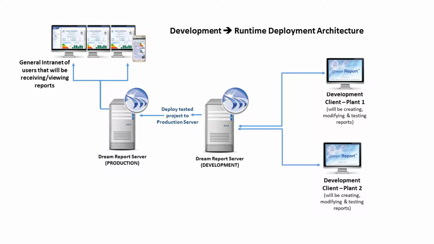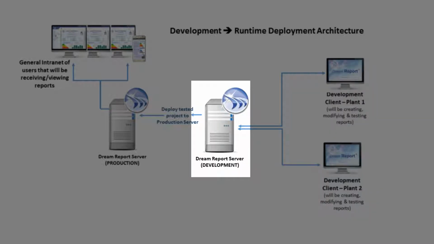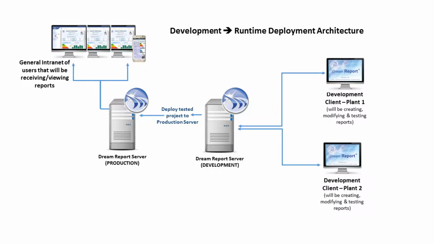In this scenario, Dream Report developers at Plant 1 and Plant 2, for instance, work locally to develop reports based on a Dream Report project maintained on a repository server, which I've named here Development. When all reports have been tested on the repository server, using the procedures outlined throughout this video tutorial, the project can then be deployed to a runtime or a production server using the Remote Project Deployment feature found on the Remote Development toolbar. There are two parts to configuring a remote deployment: on the runtime or production station, and then on the development or repository station.